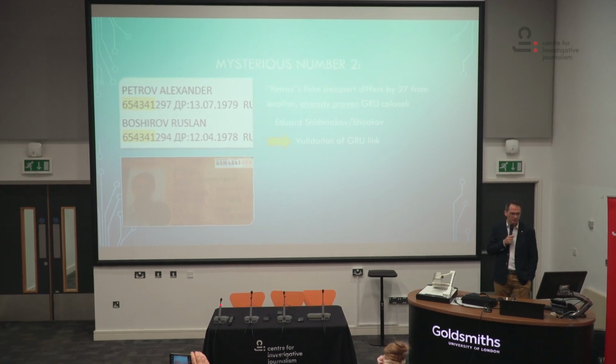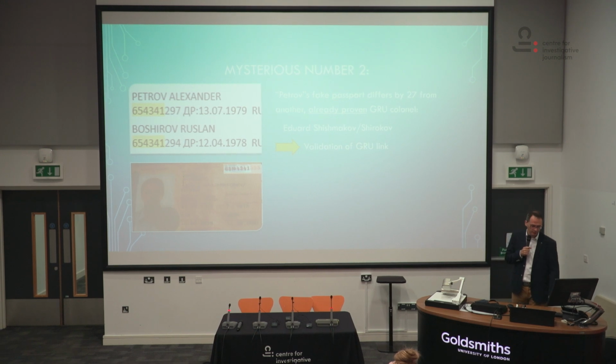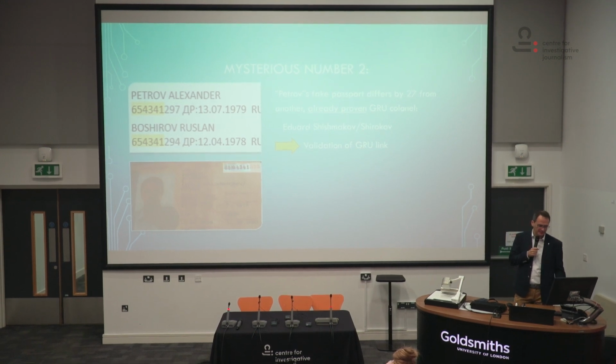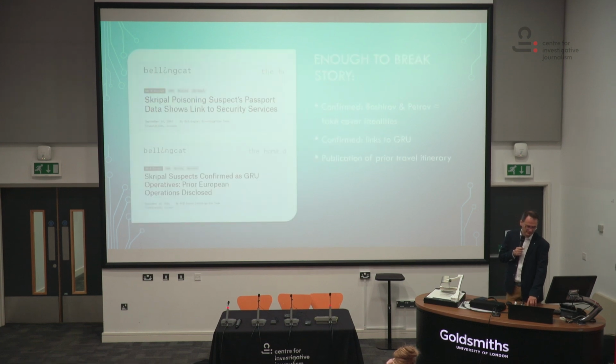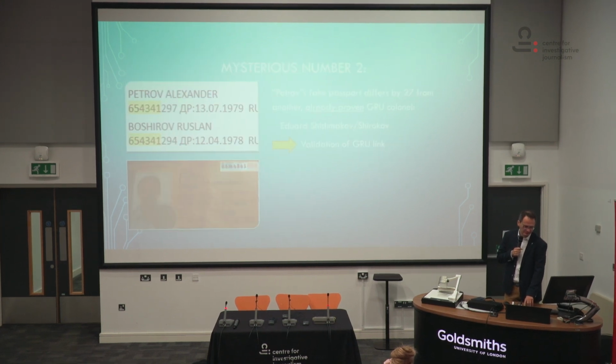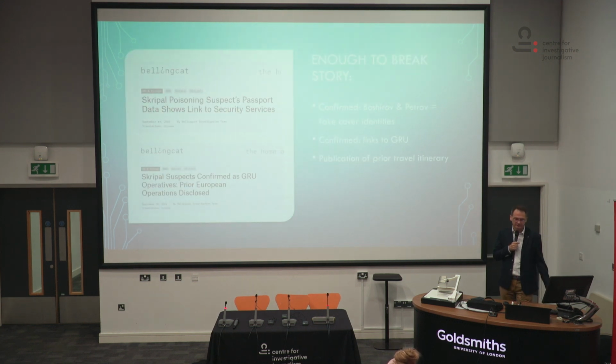I got teary-eyed when I saw that the difference between these two guys and that proven GRU spy was only 27 numbers. So there's no way that this can be an accident. There's absolutely no way that these are random coincidences. So this validated the GRU link for the two. That was enough to break a story for us.